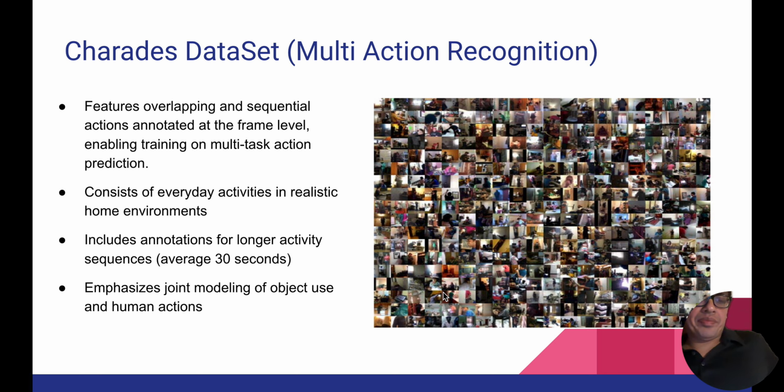And the other thing is it emphasizes joint modeling of objects using human action. This is important because in the previous datasets, in isolation, you could determine what they're doing in that single context, right? Like two people salsa dancing, or maybe a person climbing a ladder. There's a single individual context.